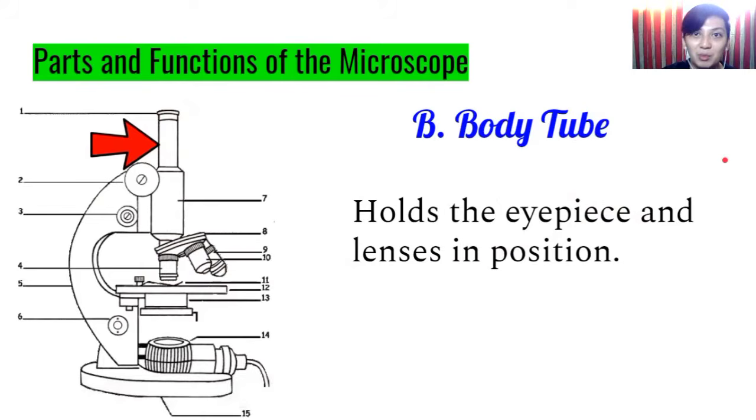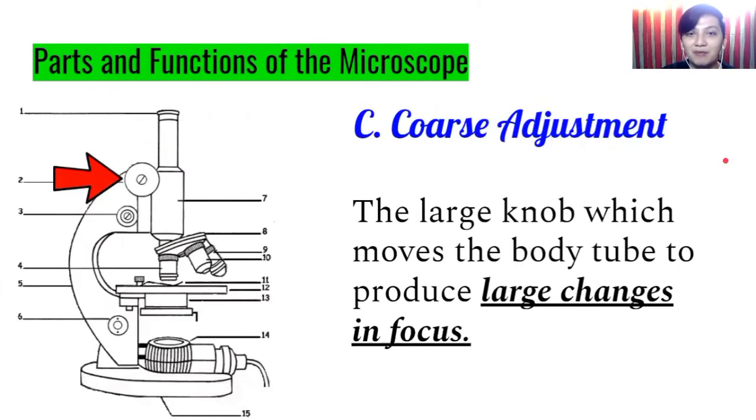At dyan siya situated. We have the coarse adjustment. Ito yung biggest knob. The large knob which moves the body tube to produce large changes in focus. So, pwede mong i-adjust yan mas mapalapit dun sa specimen or mas mapalayo sa specimen. So that you can also adjust the clearness of the object or the specimen. So, pwede siyang maging malinaw, pwede siyang maging malabo.